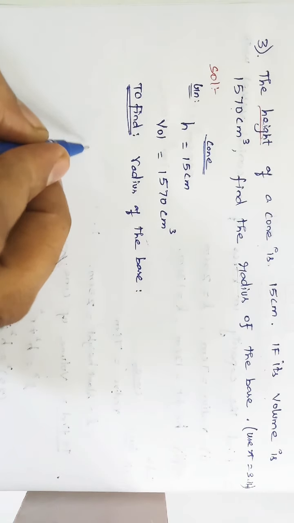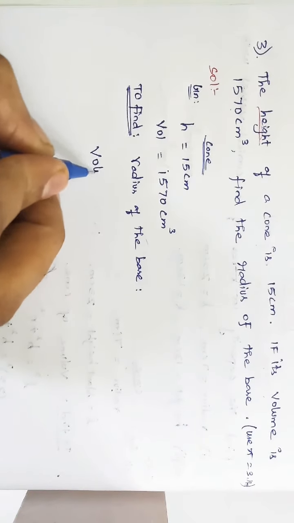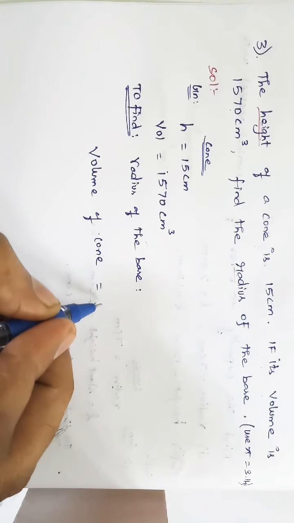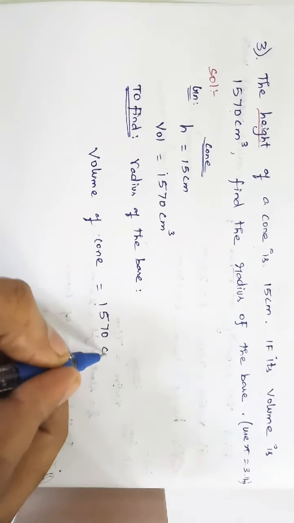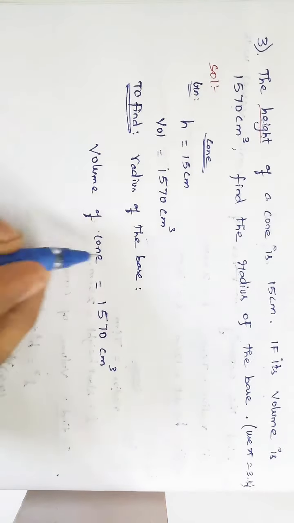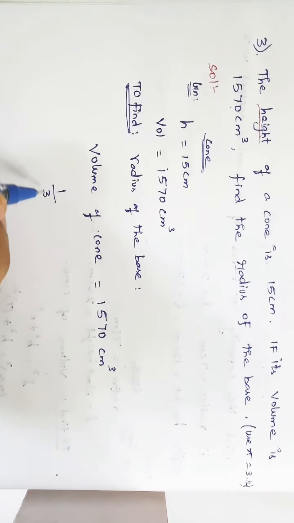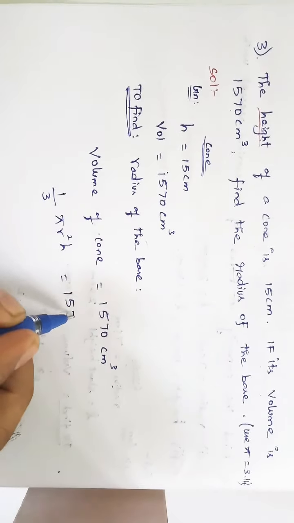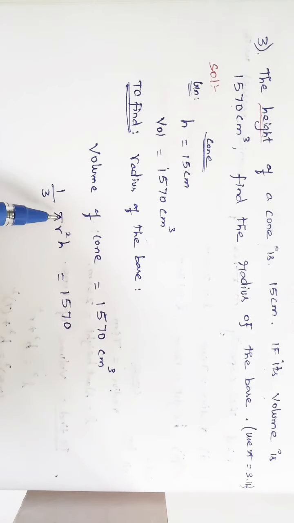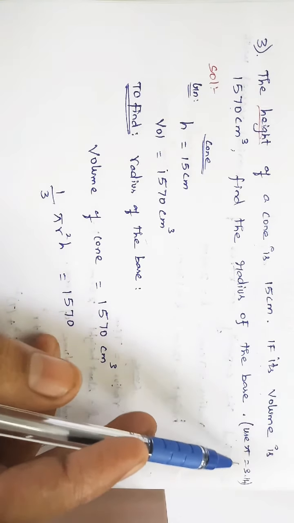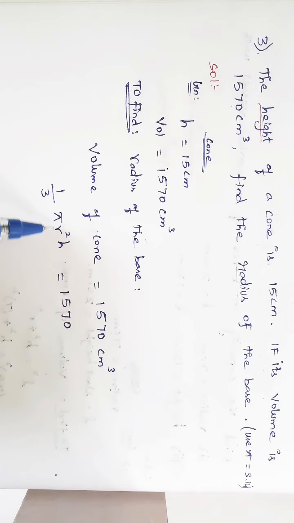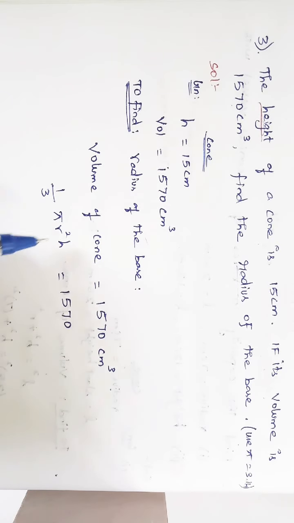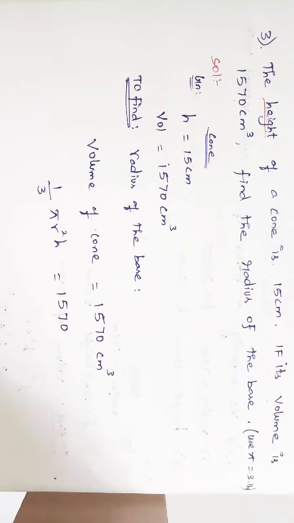Now I'm going to equate. The volume of cone is equal to 1570 centimeter cube. The formula of volume of cone is 1 by 3 pi r square h equal to 1570. We know the value of pi, they ask you to substitute pi is equal to 3.14, and we know the value of h also. Substitute and simplify. Keep r alone on the LHS, take the remaining all to the RHS and simplify. We'll get the value of r.